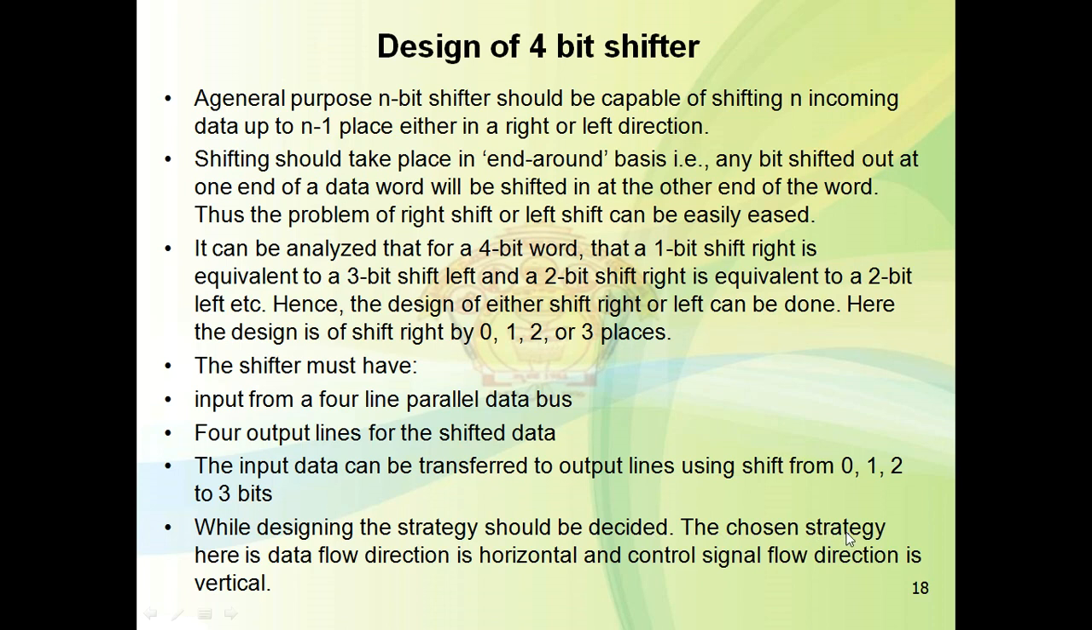Okay, while designing, the strategy should be decided. The chosen strategy here is data flow direction horizontal and control signal flow direction vertical. So always we are going to see the data flow in one direction, that is the horizontal direction, and in the vertical direction there will be the control signals. So that strategy we have to follow. We have to choose one strategy and follow it throughout the design, so that there will be no confusion.